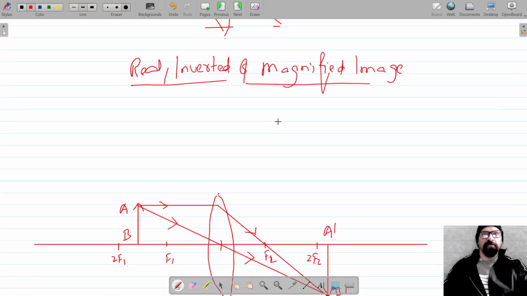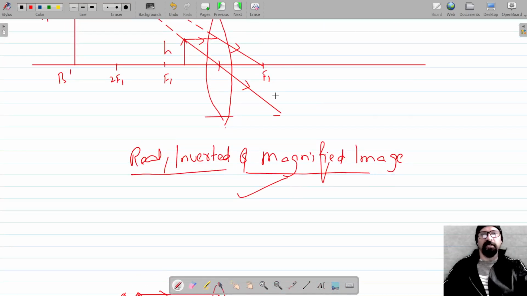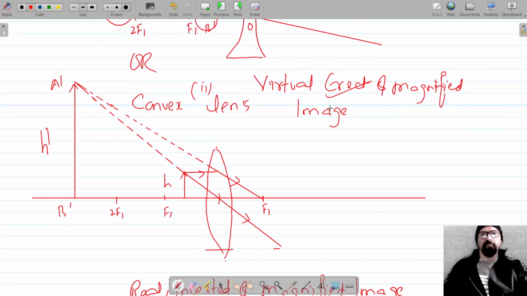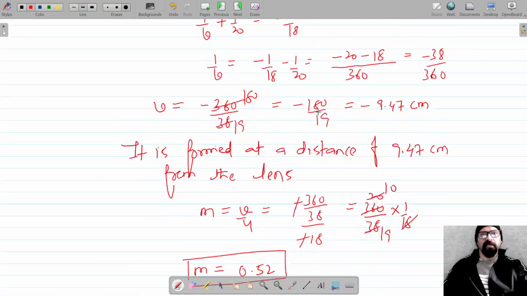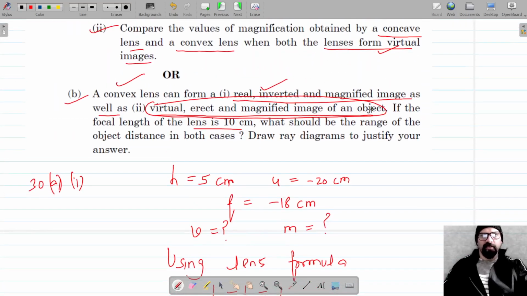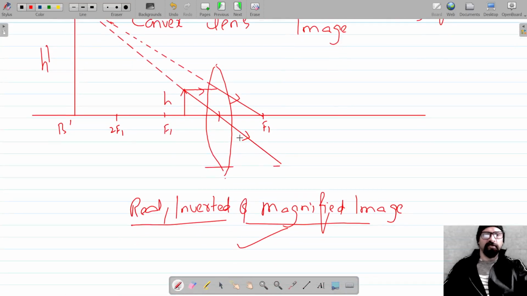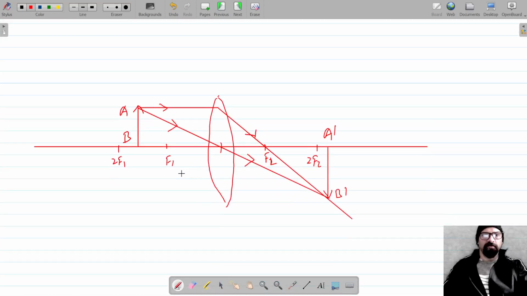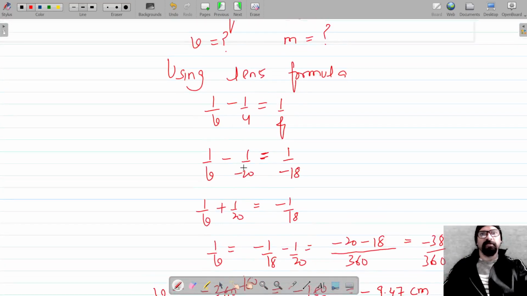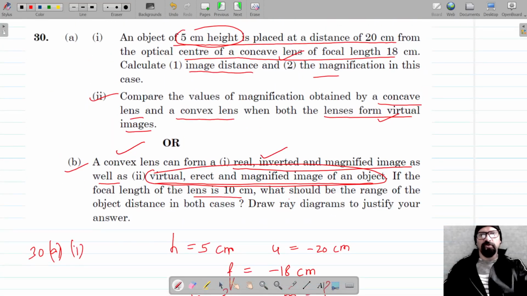So in this case, the image is real, inverted and magnified, and in this case, the image is virtual, erect and magnified. Now, let's read out the question. If the focal length of the lens is 10 centimeters, this is the focal length between the optical center and the principal focus. So this distance is 10 centimeters. What should be the range of the object distance in both cases?